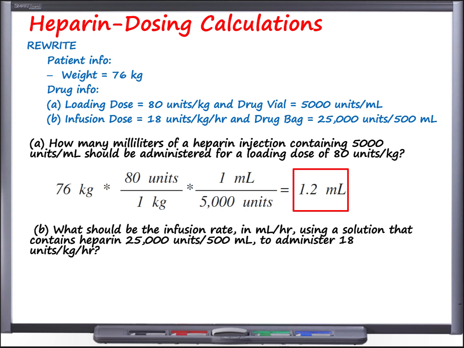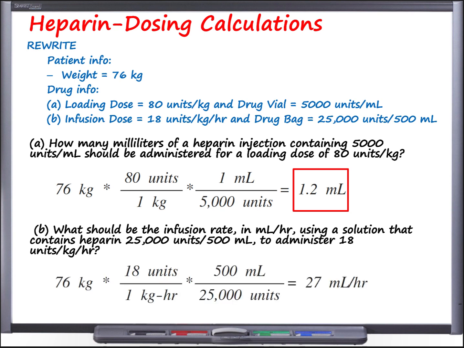All right. Now let's move on to letter B. Letter B is not about the bolus anymore. It's about the continuous infusion. So it wants to know what the infusion rate is, in milliliters per hour, if we use a solution that contains 25,000 units per 500 mils, and we want to administer that at 18 units per kilogram per hour. Okay. So again, the question is, where do we start?